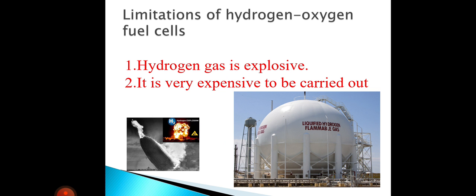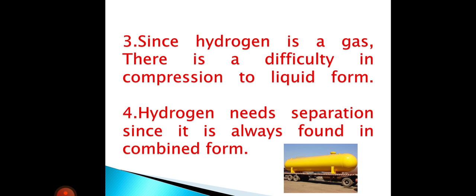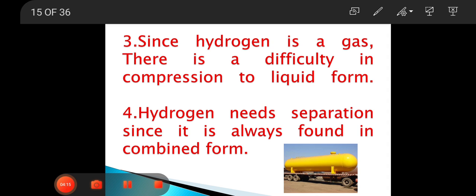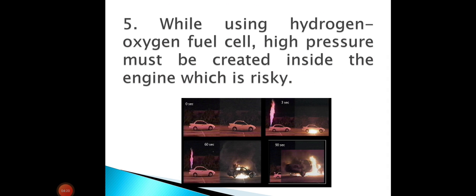When we see the limitations of the hydrogen oxygen fuel cell, the hydrogen gas is highly explosive. It is very expensive to carry out. Since hydrogen gas is very difficult to compress into a liquid form, it is a demerit. Similarly, hydrogen needs separation since it is always found in combined form. While using the hydrogen oxygen fuel cell, high pressure must be created inside the engine, which is a risky way.